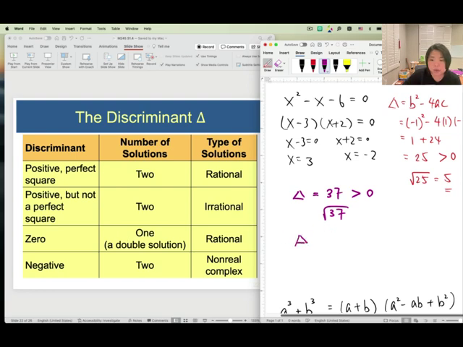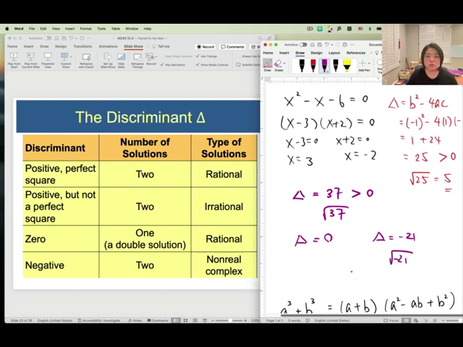And if the discriminant is equal to 0, then you only have 1 double solution. It means the solution is repeated, and it's rational. And if your discriminant is negative, I may have negative 21 like that. When you have the square root of negative 21, then we get a complex number. So when the discriminant is negative, you have 2 solutions, and the type of solutions is non-real complex numbers because of the square root of a negative.